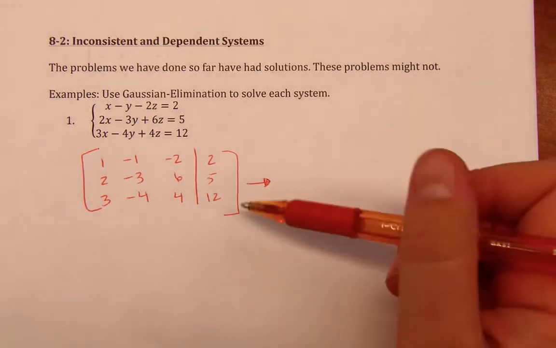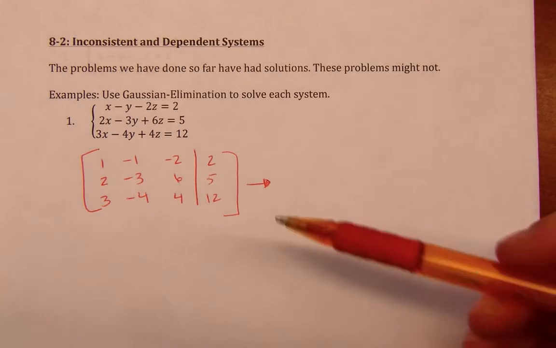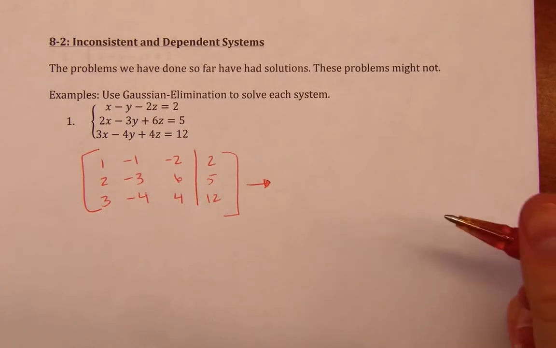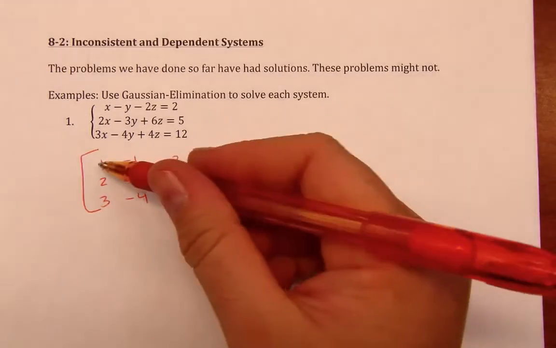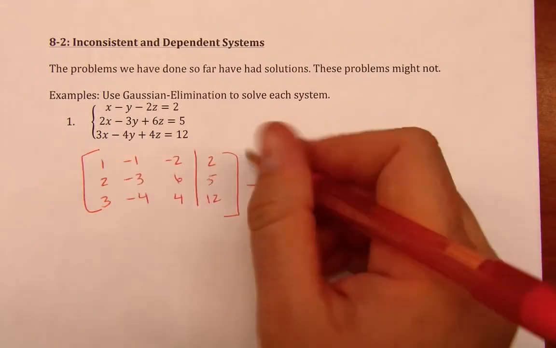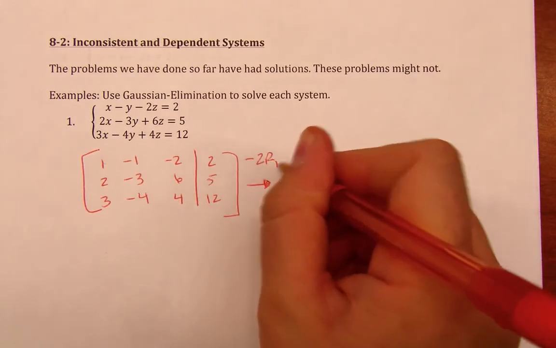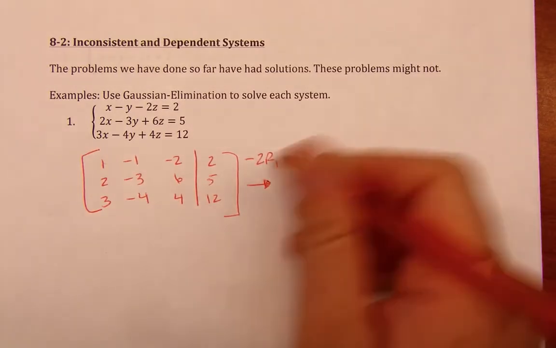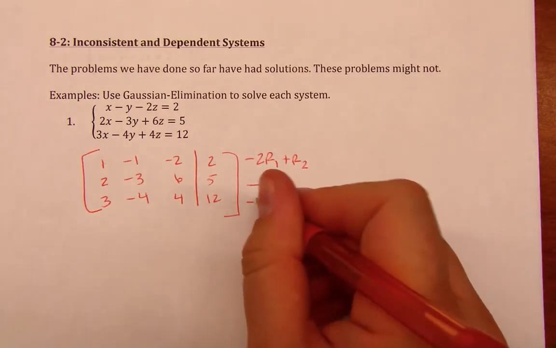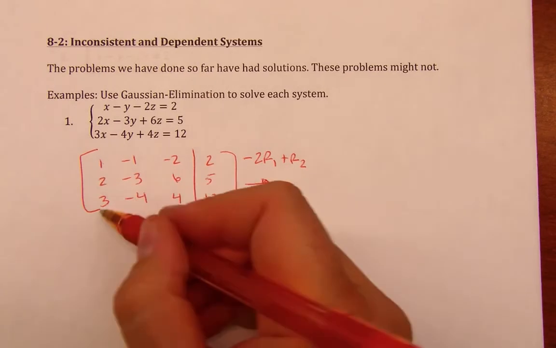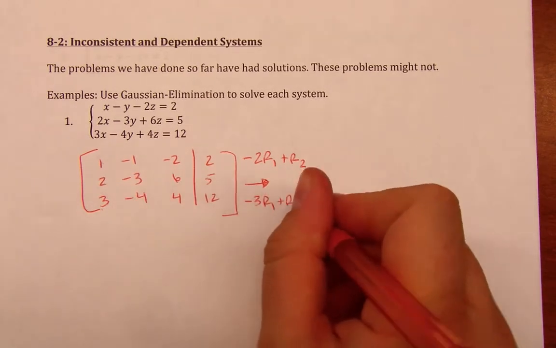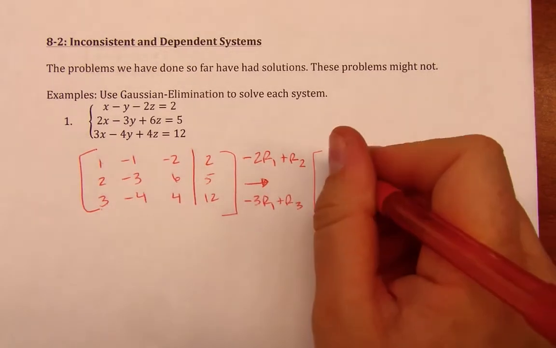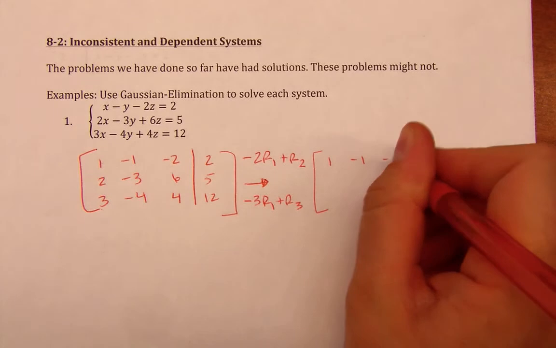Now, as we gain experience with these, we can go ahead and start combining steps. So I'm going to multiply, since this is a 1 right here already, multiply it by -2, and add it to row 2. And I'm also going to multiply -3 times row 1 and add it to row 3. So row 1 is not changing. I'll go ahead and just copy that down.